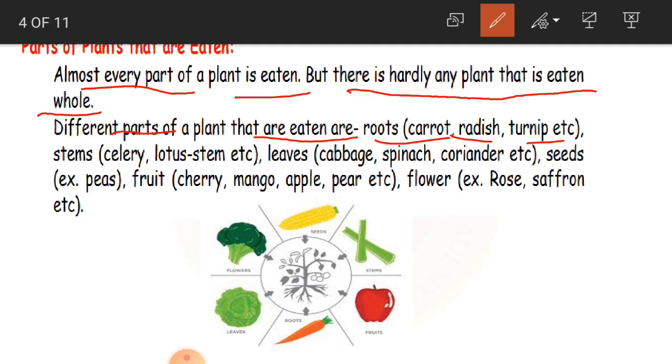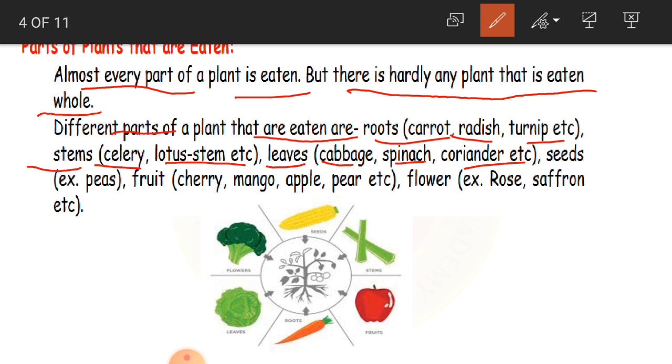Example, carrot, radish, turnip, etc. Okay. So, stems. In the form of stems, what are we eating? Celery, lotus stem, etc. Again, even sugarcane also. Sugarcane also, we are going to eat the stem. Clear, children? And leaves: cabbage, spinach, coriander, etc.